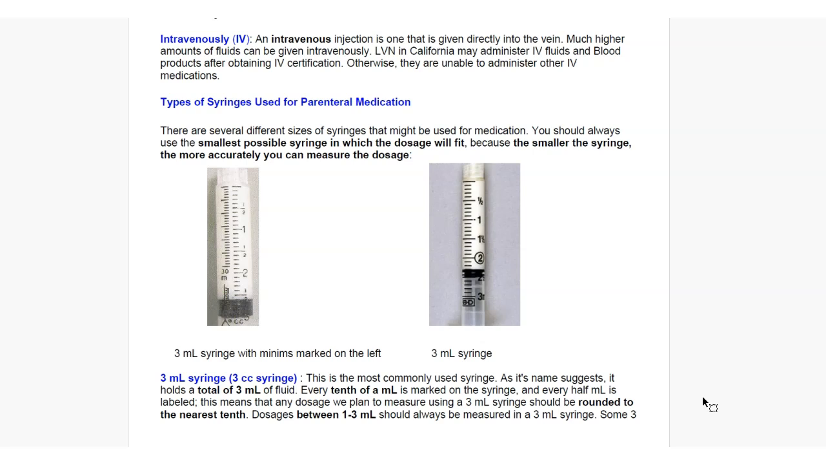Anyway, when you are administering a medication that is more than 1 ml, this needs to be rounded to the nearest tenth. Basically, because looking at the equipment that you're going to use, that's the only thing you can measure at this point. You can't measure it to the hundredths place. That's why you round it to the tenths place. So again, dosages between 1 to 3 ml should always be measured in a 3 ml syringe.